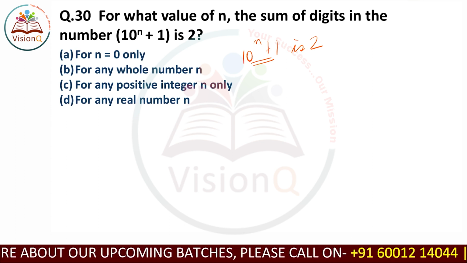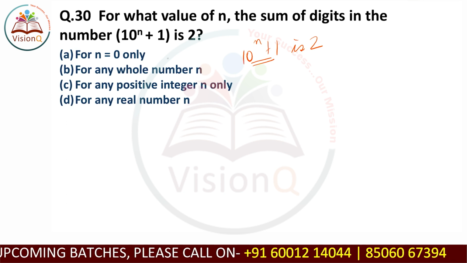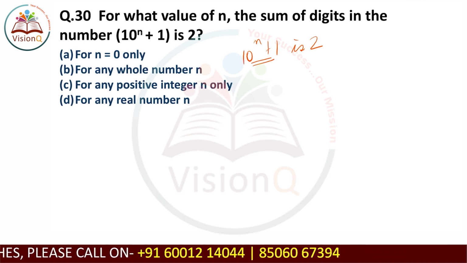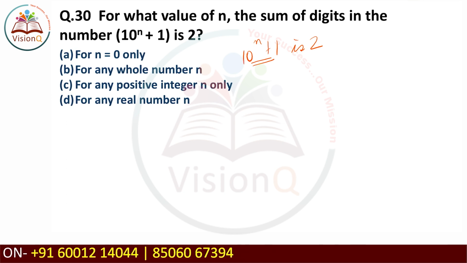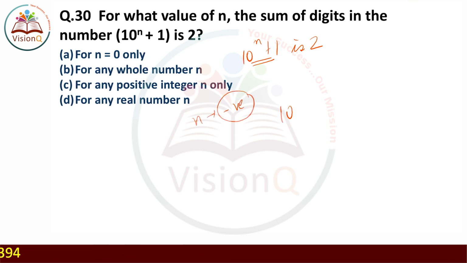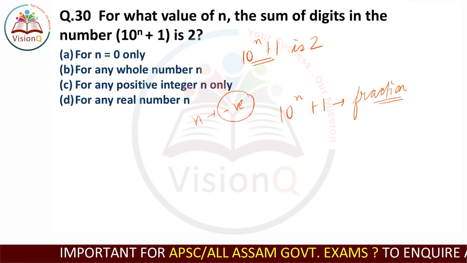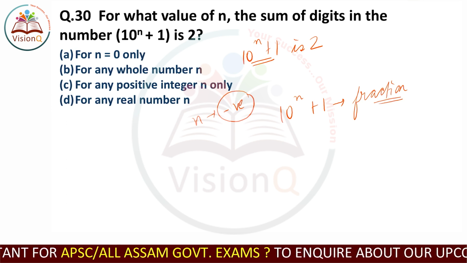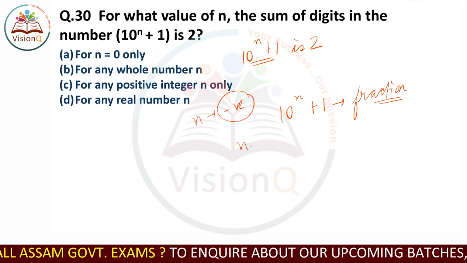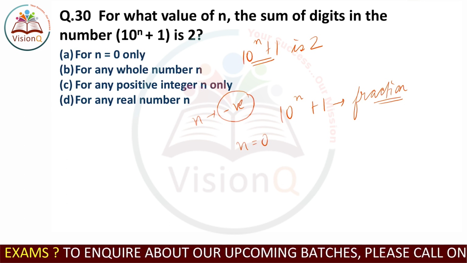So let me put the value of n here. Now see, n should not be negative. If n is a negative number, 10 to the power n plus 1 will be a fractional value, a fraction or a decimal number. So n can be any number from 0, 1, 2, 3 and so on.